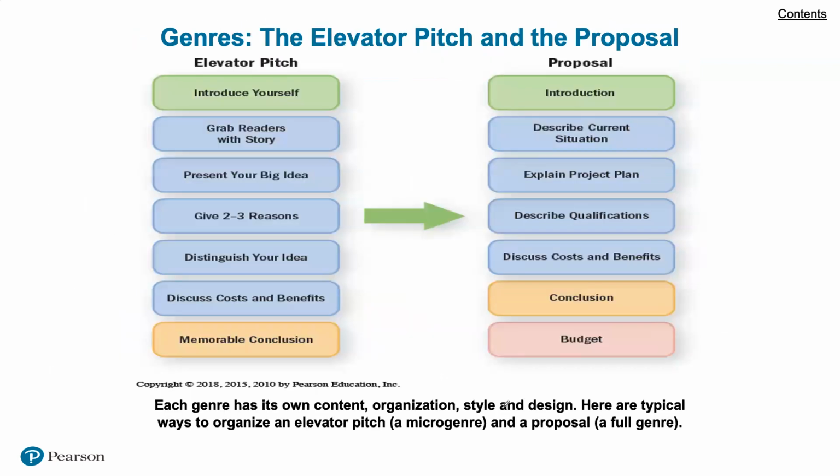Here's an example of a couple of different types of writing products. You can have an elevator speech, something short, just a few minutes long, that you could communicate effectively in an elevator. It could be written, it could be a narrative. Most likely it's going to be a narrative, but you can have that written or visualized in your mind. And here's another example, a proposal. Each genre has its own content, organization, style, and design.